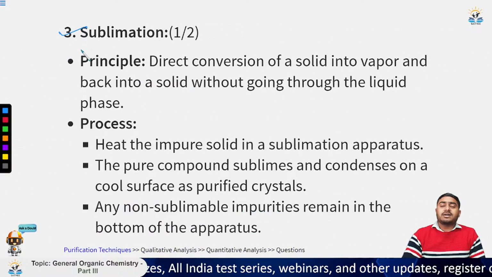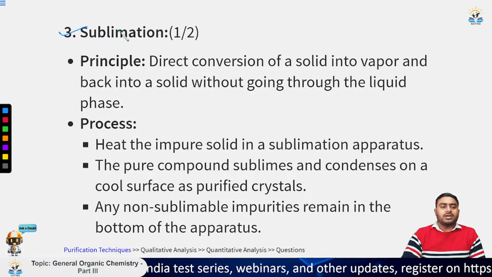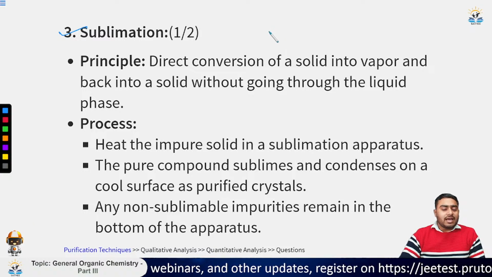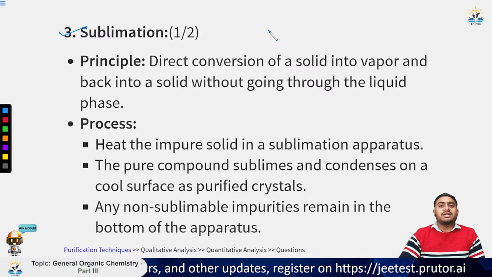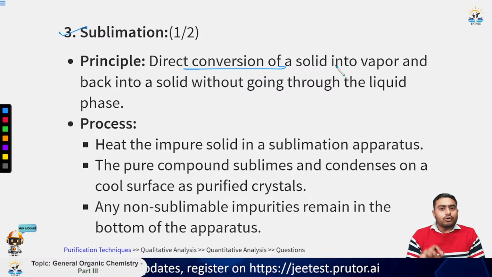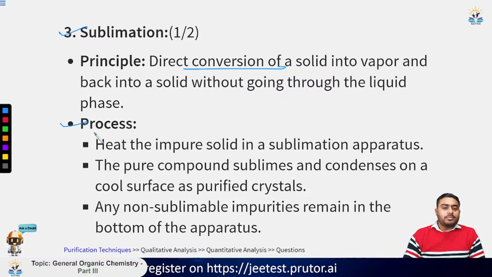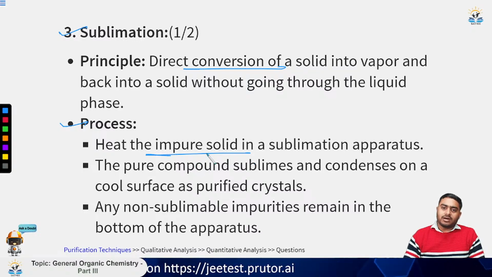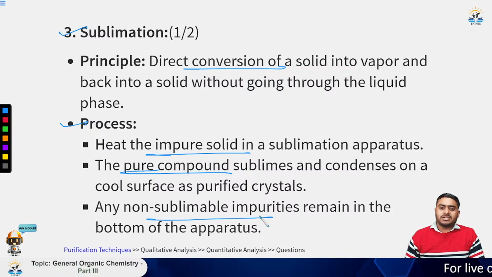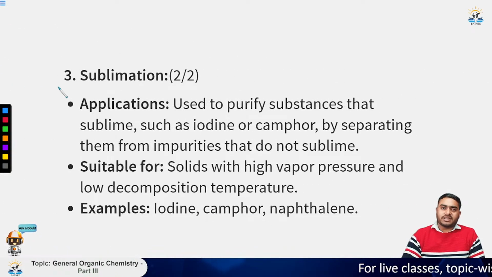Next technique is sublimation. Sublimation, you have heard these simple techniques in your lower grades as well. Definitely like camphor, solid iodine, dry ice, these are sublimable substances. Direct conversion of solid into vapor and back into solid without passing through the liquid state. What will be the process? Heat the impure solid in a sublimation apparatus. The pure compound sublimes and condenses on a cool surface as purified crystals, and if any non-sublimable substance or impurity is present, it will remain in the bottom of the apparatus, right?